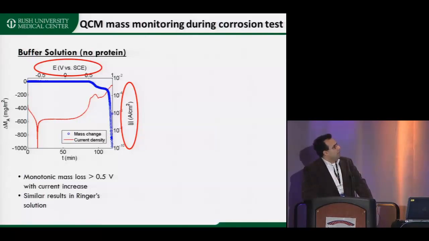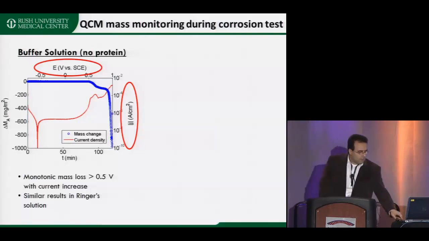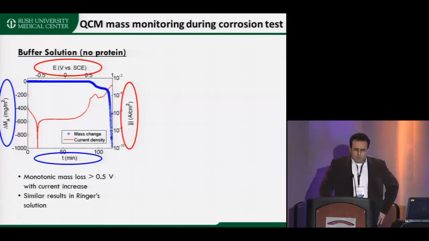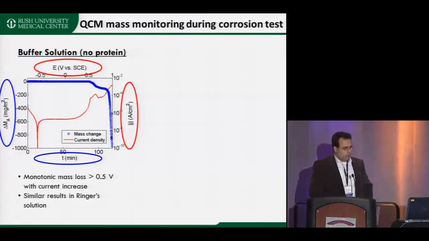You have here the potential on the x-axis, the current density on the y-axis, and the blue curve is now your mass that you can measure in situ during the test. And you can see during the passive regime, the mass at this scale is relatively stable. Once you hit the transpassive region and you have a current increase, you also have a monotonic decrease in your mass. So that's your corrosion mass loss.